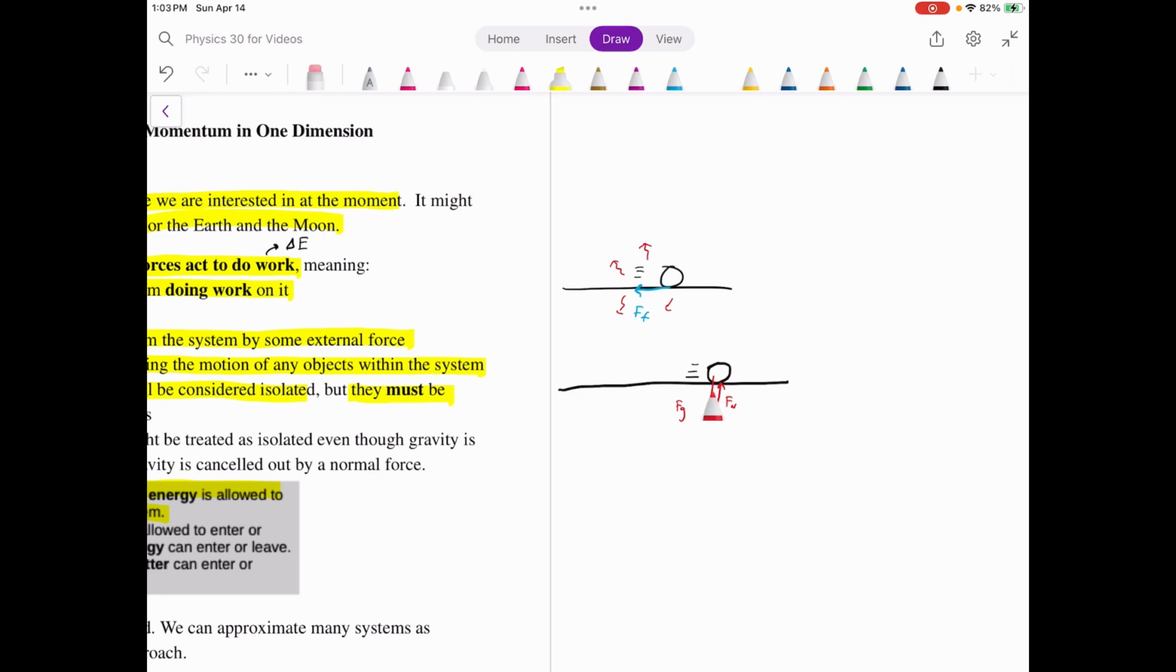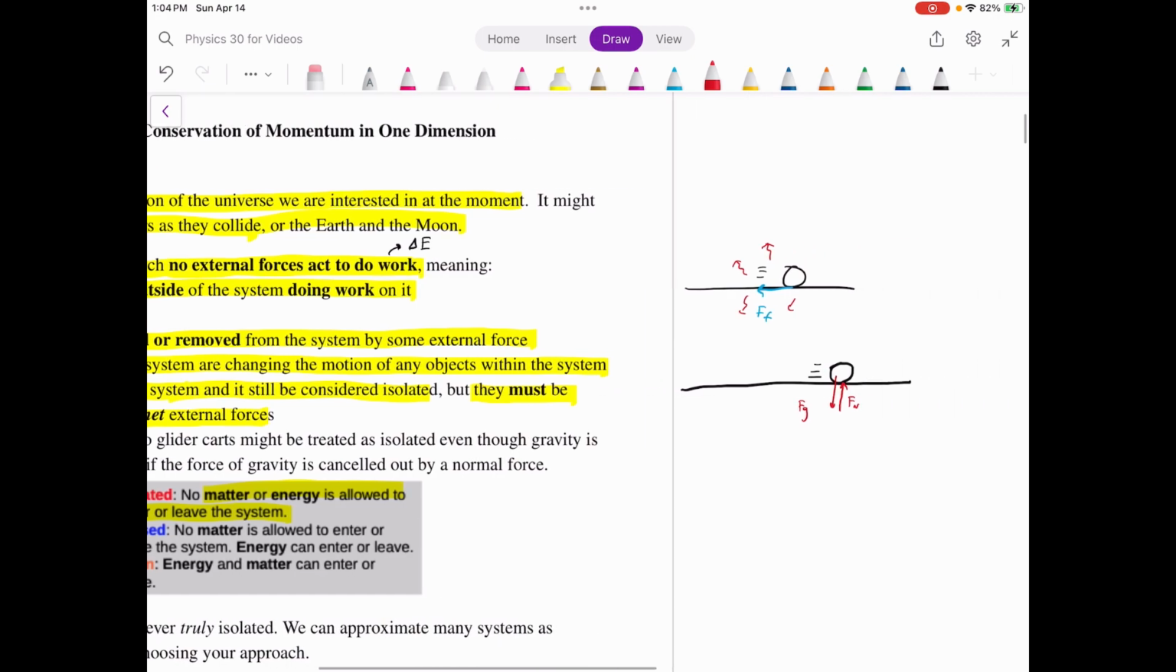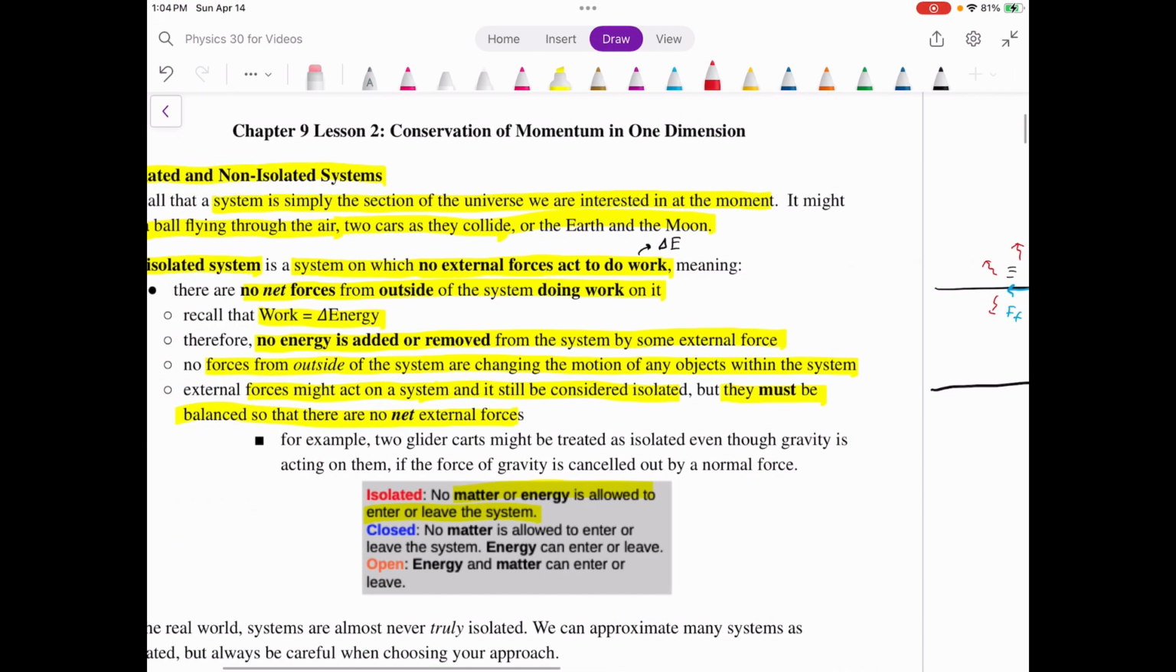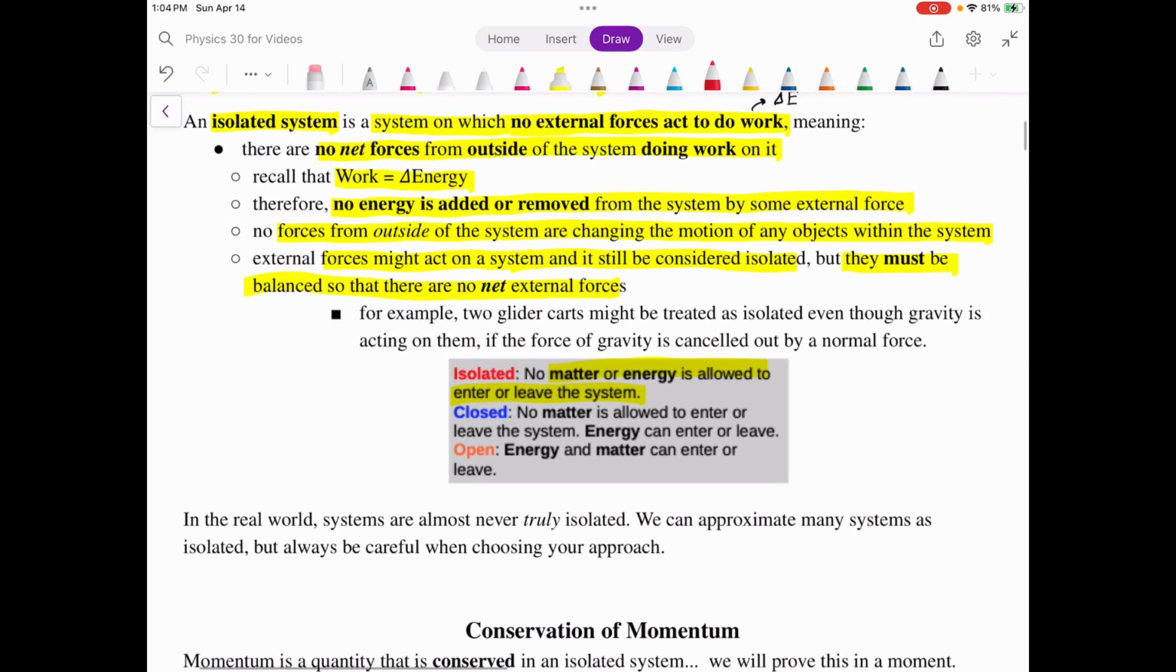So there's no net external force acting on the ball, and what will the ball do? It will keep rolling forever, the same velocity, same energy. No external force is acting to do work, to actually change the ball's energy in this case. So that ball rolling on a frictionless surface would be an isolated system. No energy is entering, no energy is leaving. The motion of the ball is not changing due to the action of some external force, okay?